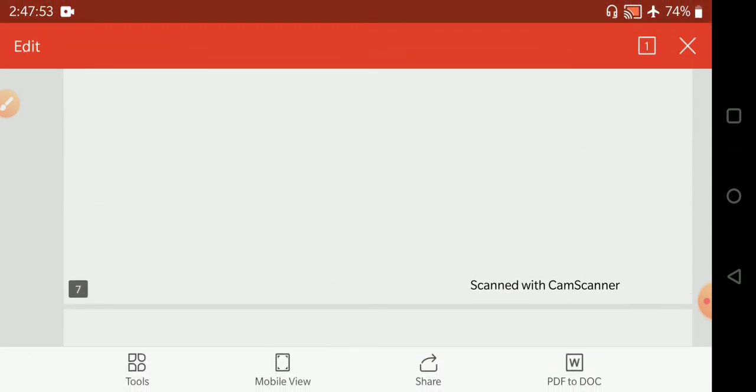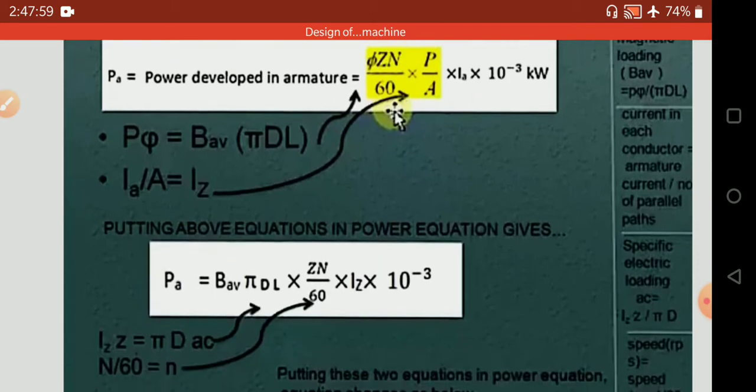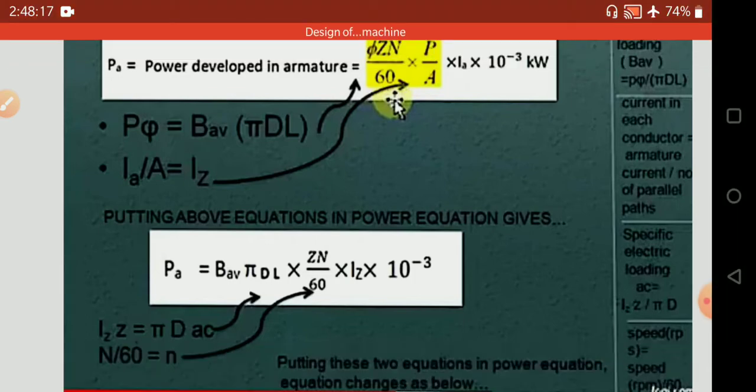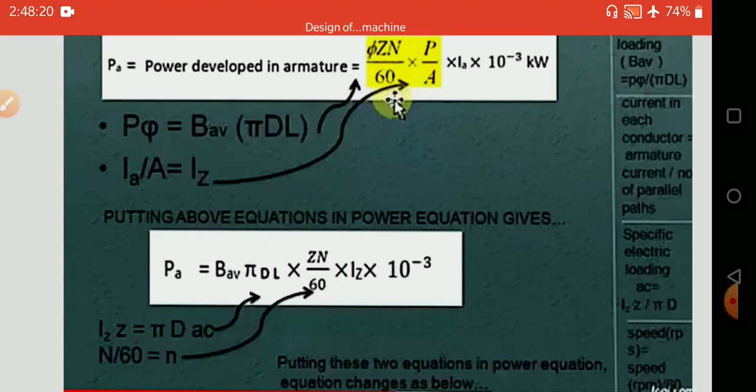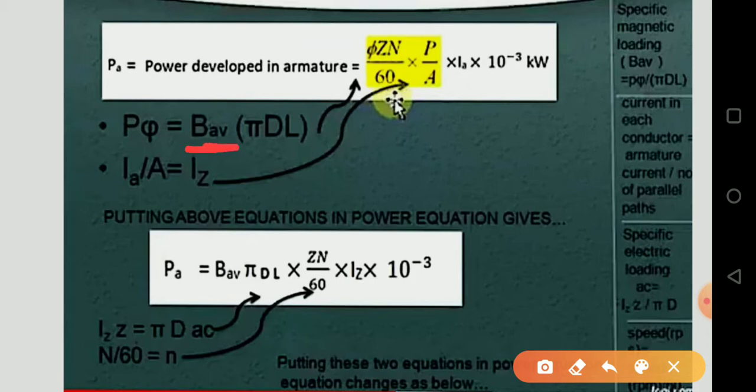Now if we put the values here, we know that power developed is phi Zn upon 60 into P over A into Ia into 10 to the power minus 3 kilowatt. So here P phi equal to BAV into pi DL, because we know that the specific magnetic loading, which is denoted by BAV, is P phi over pi DL.